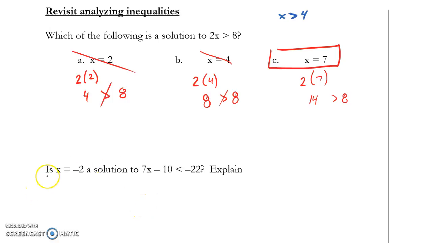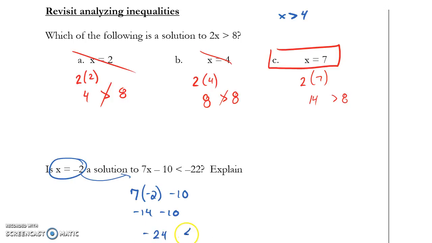So if I asked you to determine if this is a solution to this inequality, we can do it in one of two ways. Solve the inequality, or substitute this into the inequality and check if the answer is accurate. I can check if 7 times negative 2 minus 10, negative 14 minus 10, or negative 24 is less than negative 22.